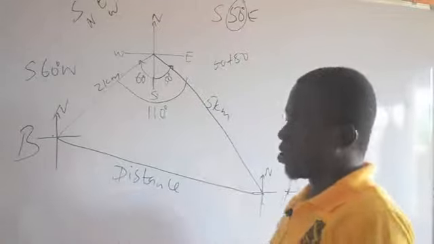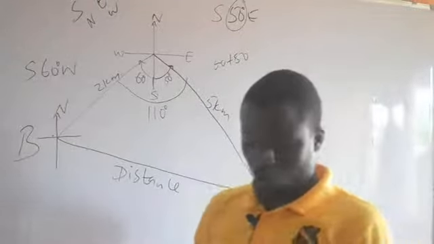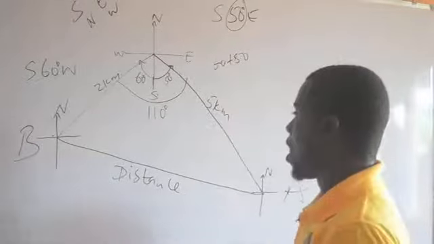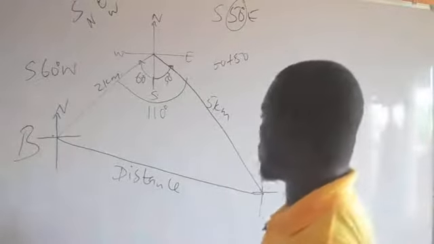110 degrees. Alright, so how do we get the distance? You use what's called the cosine rule. Cosine rule. And what's the cosine rule? Yeah, use the cosine rule.